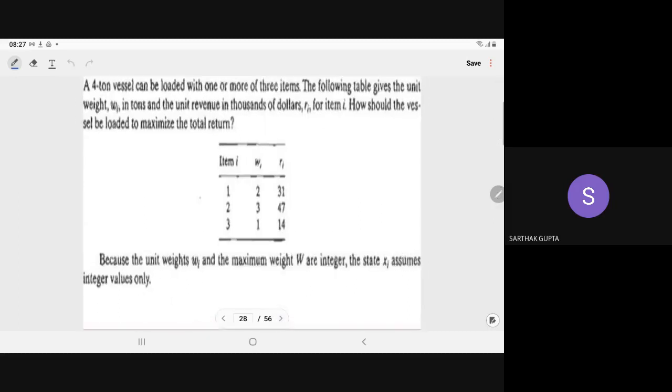So let us have this problem. This is an unsolved problem from your book. A 4-ton vessel can be loaded with one or more of three items. We have the choice, means at least one item you have to take, 2, 3, 4, whatever the alternative, accordingly you have to decide. The following table gives unit weight wi in tons and unit revenue ri in thousands of dollars of item i. How should the vessel be loaded to maximize the total return, total revenue?